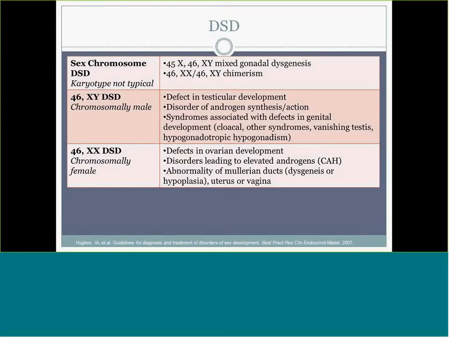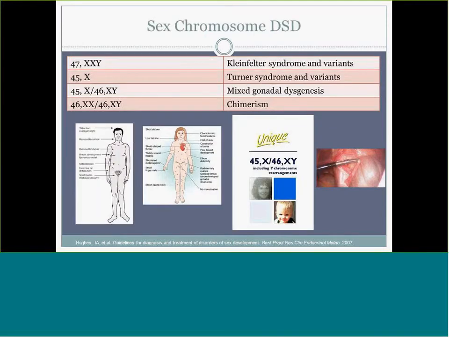The statement came out with just these three categories. There's sex chromosome DSD, so those are your chromosomal abnormalities. Then there's 46,XY DSD and 46,XX DSD. For sex chromosomes, the classics are your Klinefelters and your Turners, but I do want to mention the 45,X/46,XY because I think that's the biggest one that we see, which is really interesting.